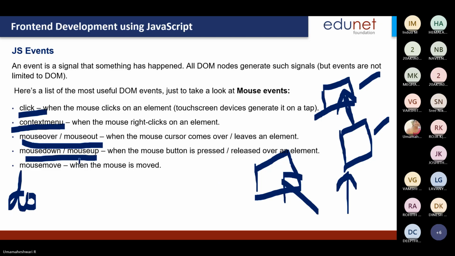Okay, fine. The mouse down and mouse up: when the mouse button is pressed and then released over the element, that is called mouse down and mouse up. And mouse move.